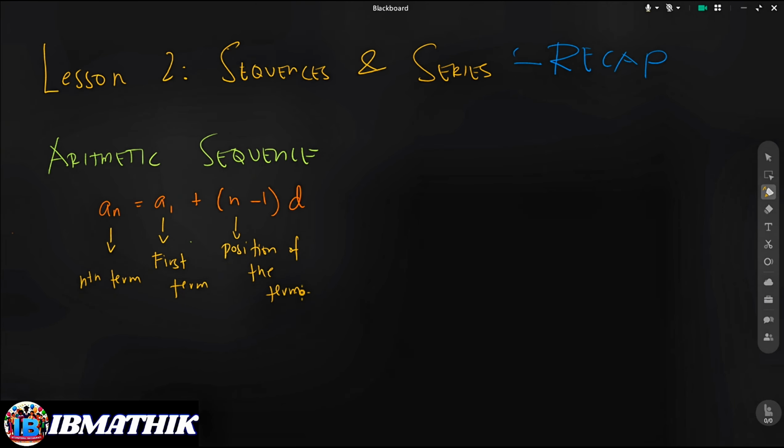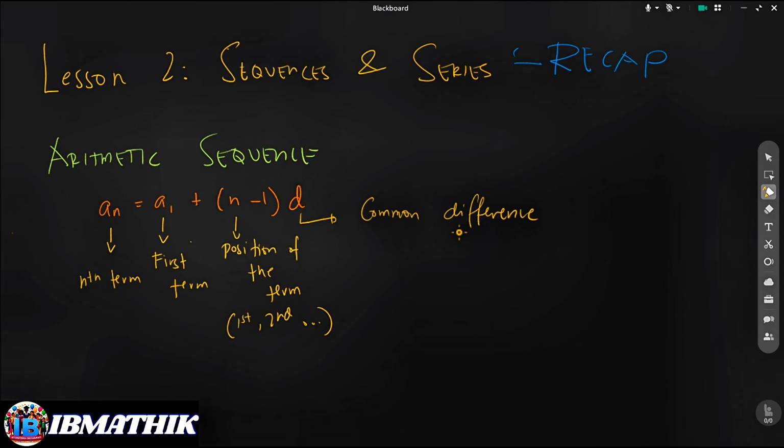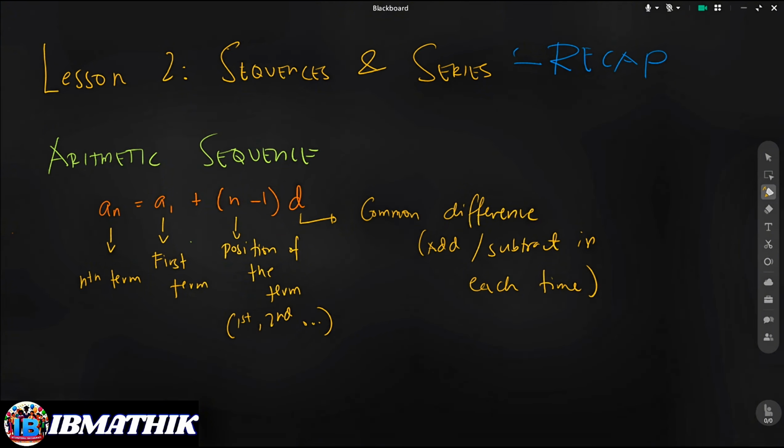Your n is the position of the term. So it could be first, second, etc. And last one is the common difference, which is what you add or subtract each time.